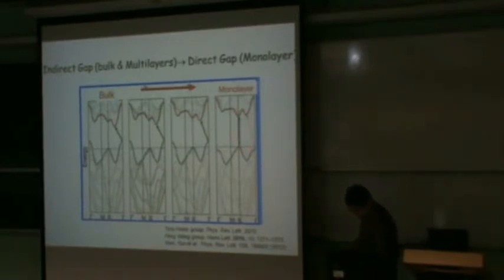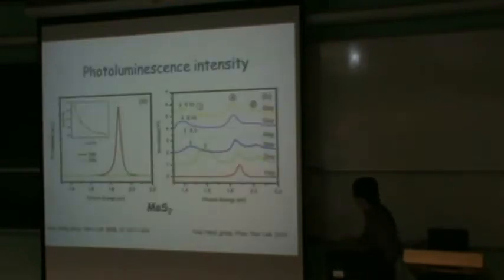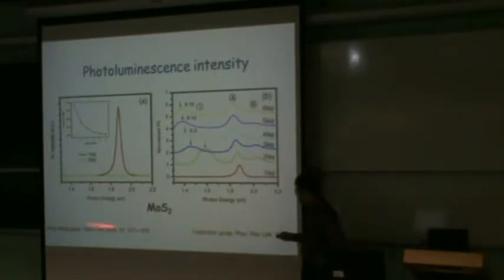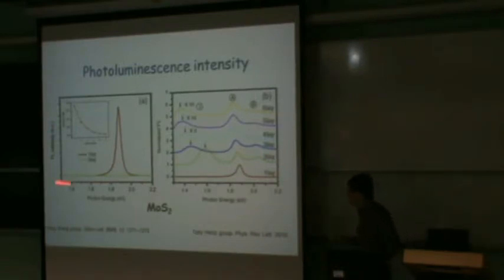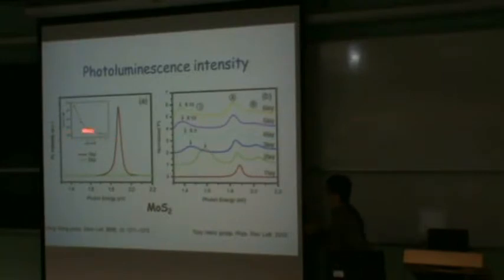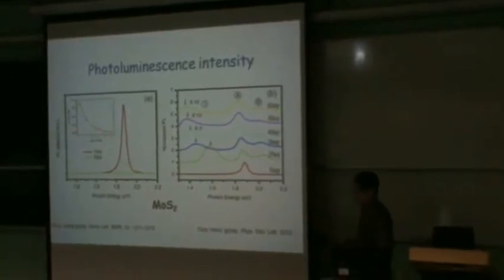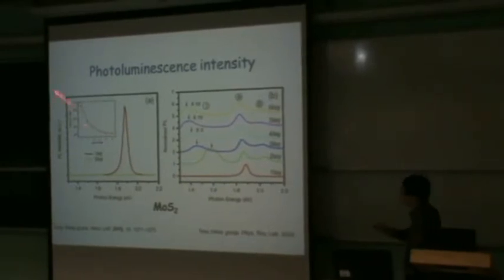Well, until 2002, two research groups, one Tony Heinz's group at Columbia and Mahfouz's group at Berkeley, did a similar experiment. They used photoluminescence to tell this transition. And here is an example of their data. Here is the photoluminescence quantum efficiency as a function of the layer thickness. You can see the photoluminescence efficiency gets dramatically increased. Here is the log scale.